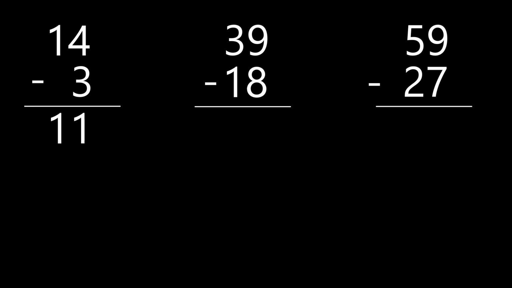For the second example, we start with the ones place. 9 minus 8 equals 1. Moving to the tens place, 3 minus 1 equals 2, giving us a final answer of 21. Now, for the last one, 9 minus 7 equals 2. In the tens place, 5 minus 2 equals 3, so the final result is 32.